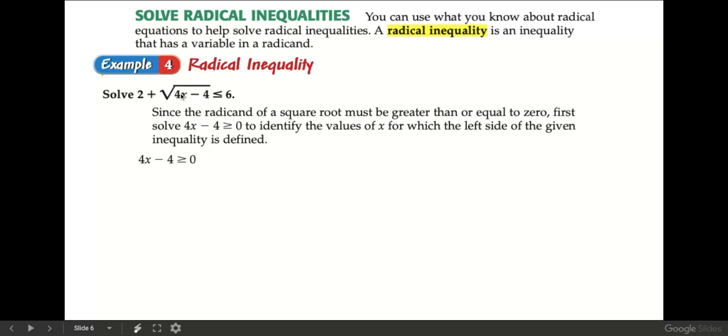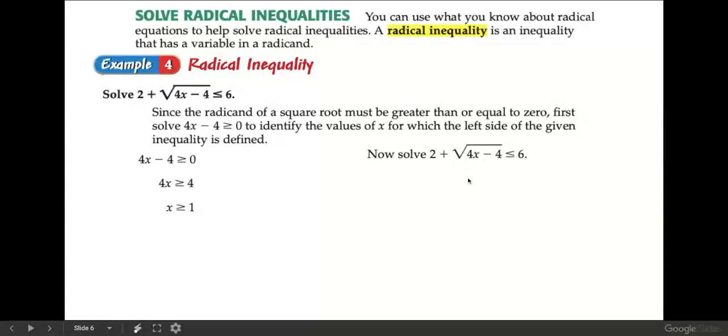So again, just knowing that the radicand has to be positive, you can't take the square root of a negative. It's not going to give us a real number anyway. So 4x minus 4 has to be greater than or equal to 0. So add 4 to both sides, divide both sides by 4, and you get x must be greater than or equal to 1. And now we're going to solve the original inequality.